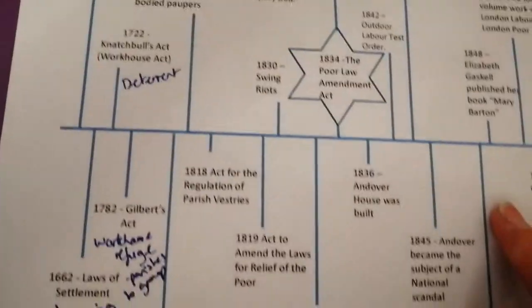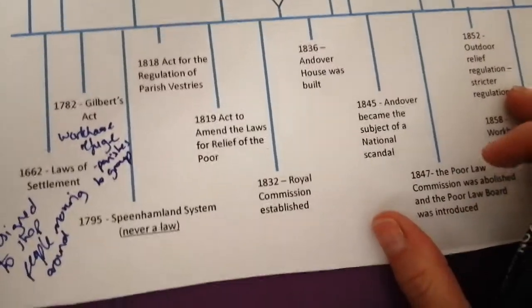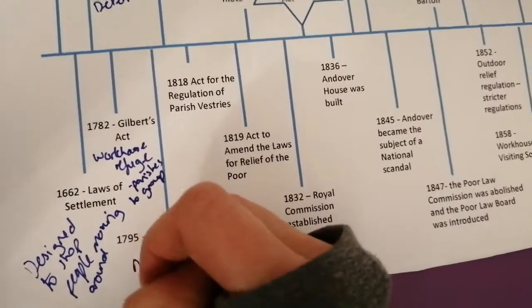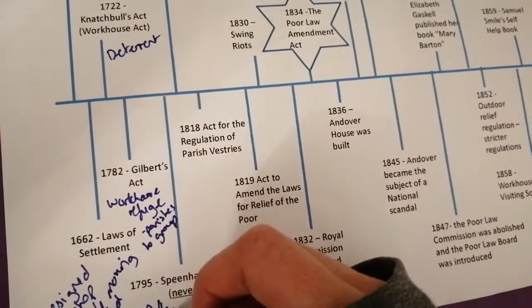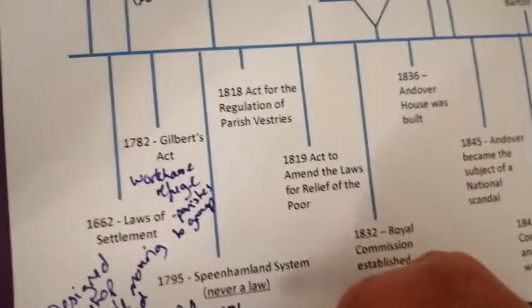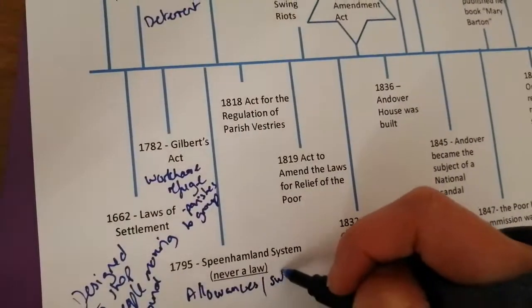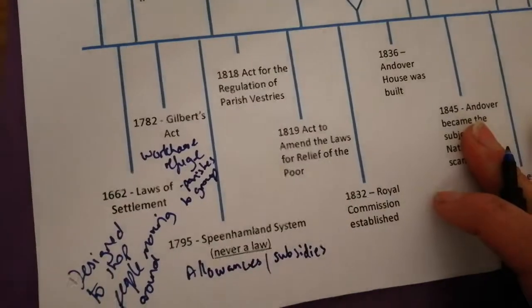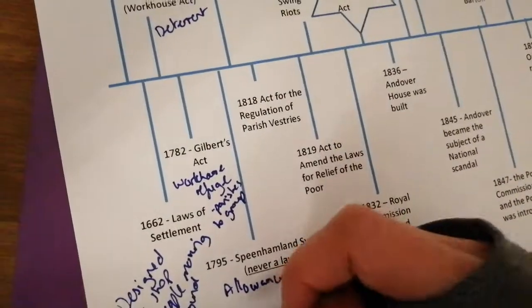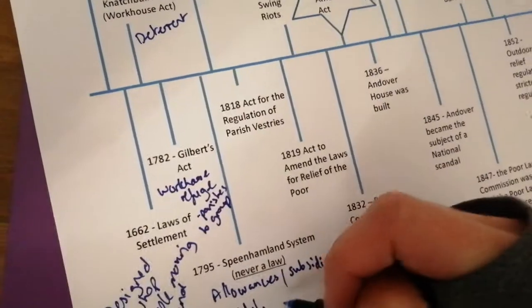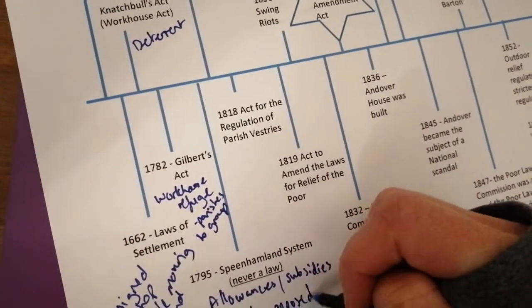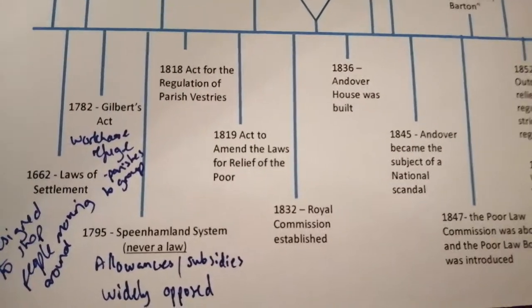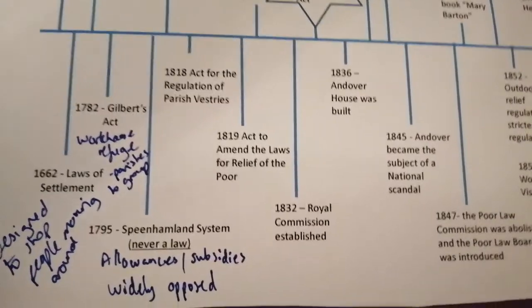Now, as well as this, one of the earliest issues we have with the Poor Law is the Speenhamland system. Although it's never a law, it is very, very popular. And this is like allowances and subsidies to top up the wages. It is massively opposed, though, so that is a huge thing we need to put in. It's widely opposed because a lot of people argued that it lowered the wages and made things worse. Okay. Also, a lot of poor people had more children because it was based on the number of children you had.